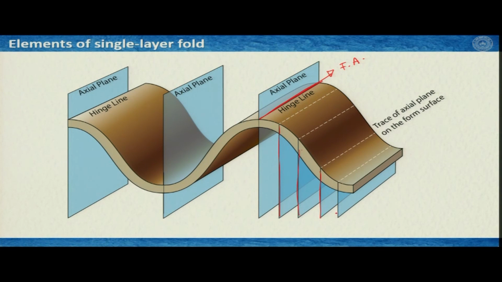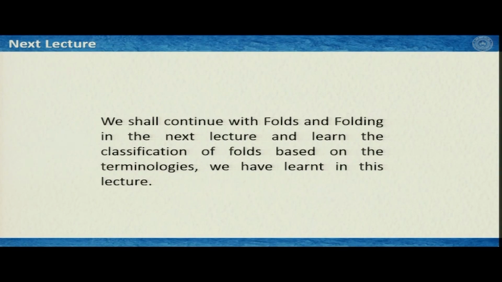Now, these planes parallel to the axial plane, when they intersect the fold surface, are intersection lineations, or you can call them the trace of the axial plane on the fold surface, and they also define the fold axis of this folded structure. We will learn more about it, and we will see how we can use them in analyzing a complex folded structure. With this I conclude this lecture, but we will continue with folds and folding in the next lecture and learn the classification of folds based on the terminologies we just learned in this lecture.